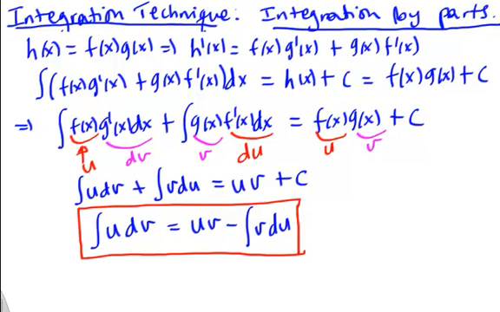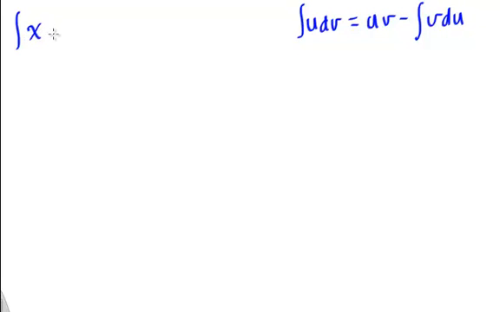Alright, let's have an example of integration by parts. Let me put the formula up here so we can see it as a reference. The integral of u dv is uv minus the integral of v du. That's all we have. As an example, let's compute the integral of x times sine of x dx.